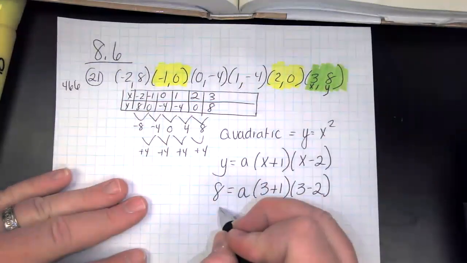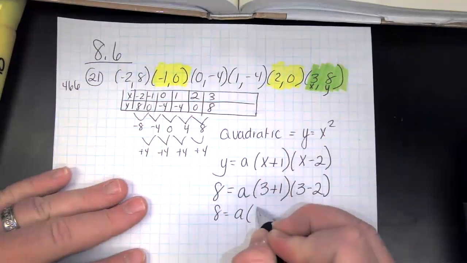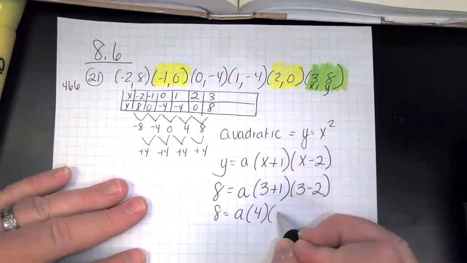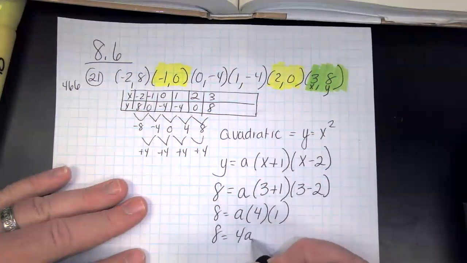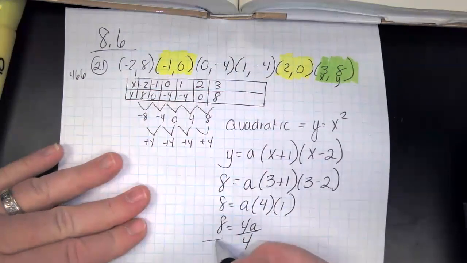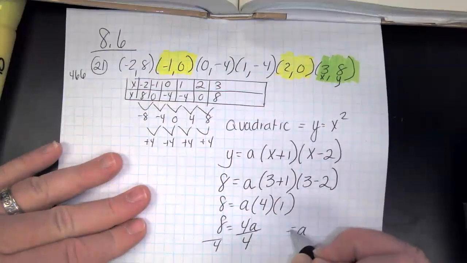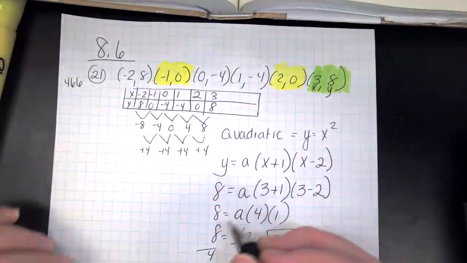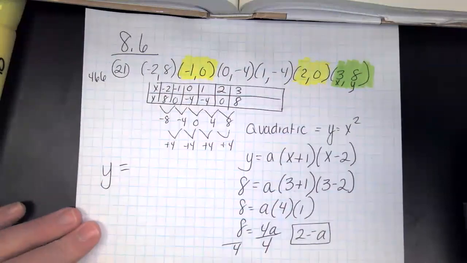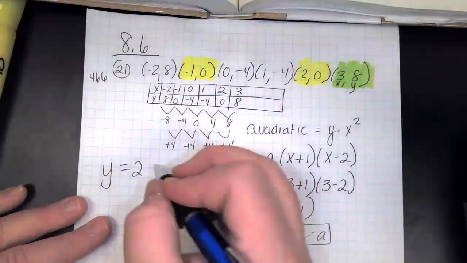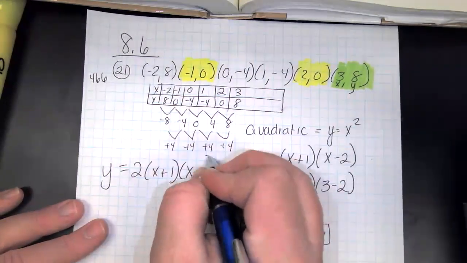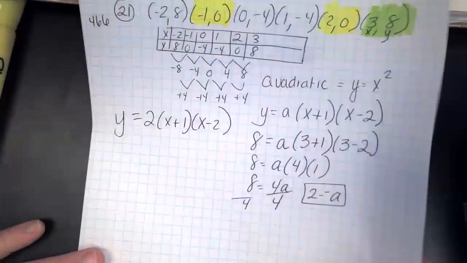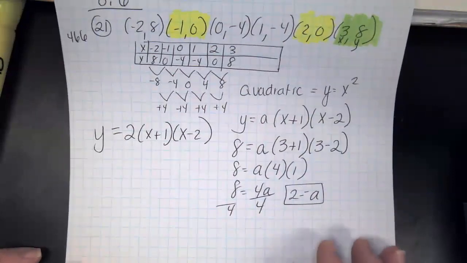a. All right, so what is 3 plus 1 is 4, 3 minus 2 is 1, 8 equals 4a divided by 4, and a is 2. That must mean my slope is 2. So y equals 2 times x plus 1 and x minus 2. Now, that's by hand, okay?